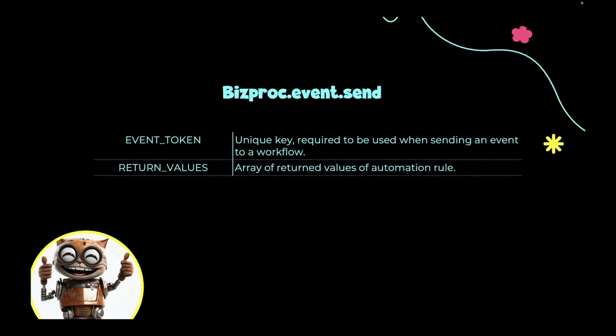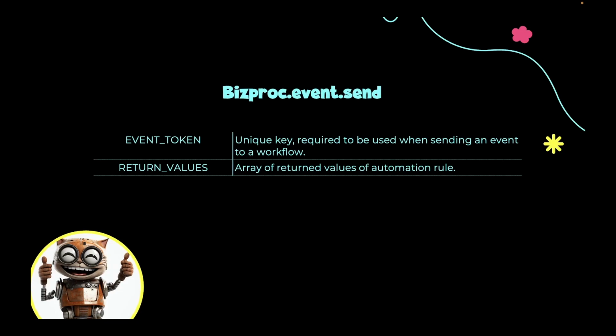To return data from an automation rule, we require the BizPros event send method. This method is crucial for sending data from the application back to the Bitrix24. It has several parameters. Event token. This is a unique key generated each time an automation rule is called from Bitrix24. Bitrix24 sends this key to us in a POST request to the automation rule handler. Return values. This is an array of return data. The array must include the parameters described in return properties when registering the automation rule.